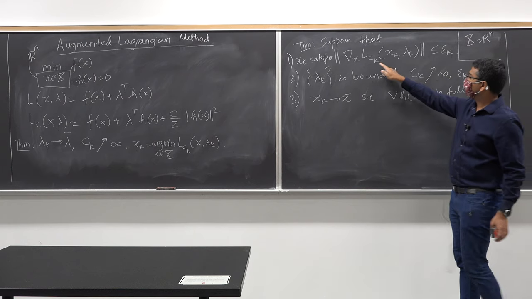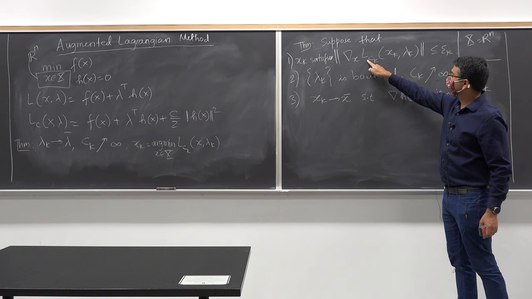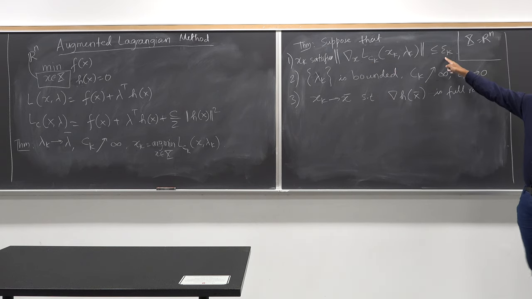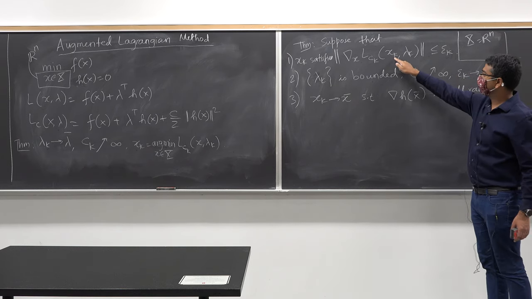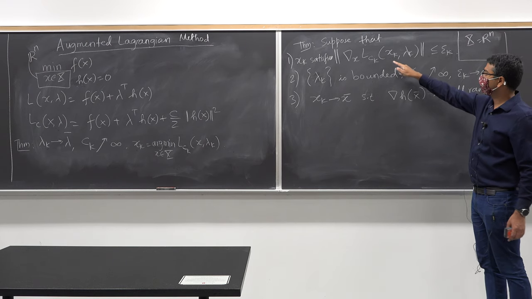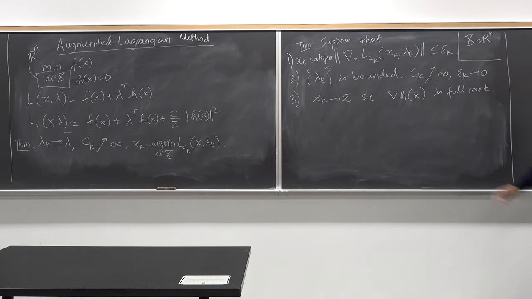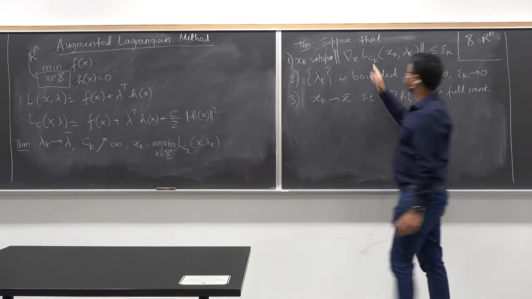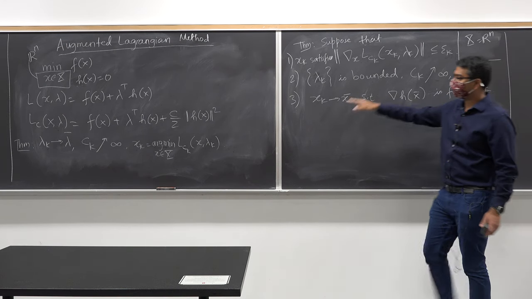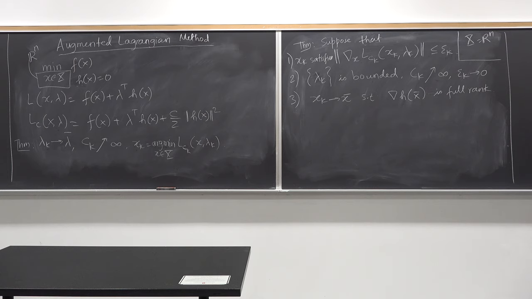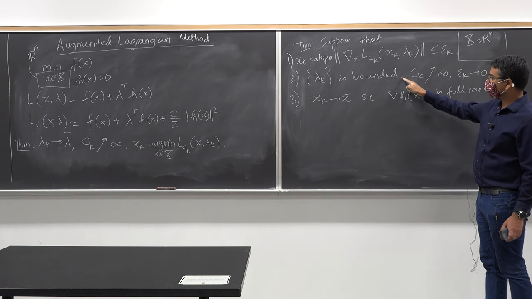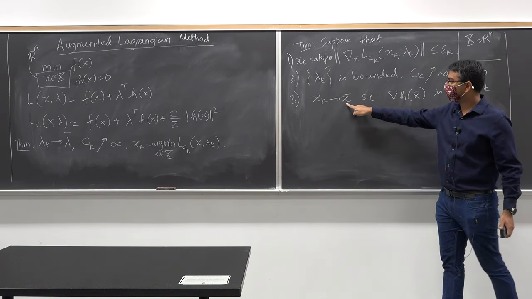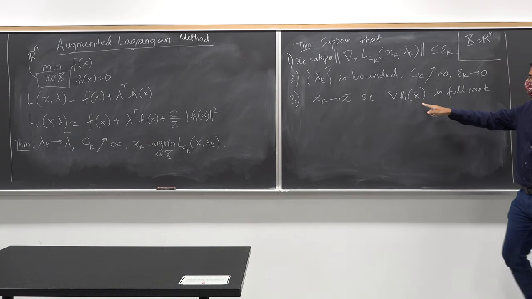All I'm requiring is that the first derivative of the augmented Lagrangian with respect to x should be small. Epsilon k is a small number, and my epsilon k goes to zero. So xk is a stationary point or almost a stationary point for the augmented Lagrangian. Of course, the argmin is supposed to be a stationary point, but you could have other stationary points that are not argmin. They could be local minima, for instance. So I've relaxed the conditions a little bit, and I'm assuming that xk converges to a point x bar such that the gradient of h at x bar is full rank, so this is rank m.